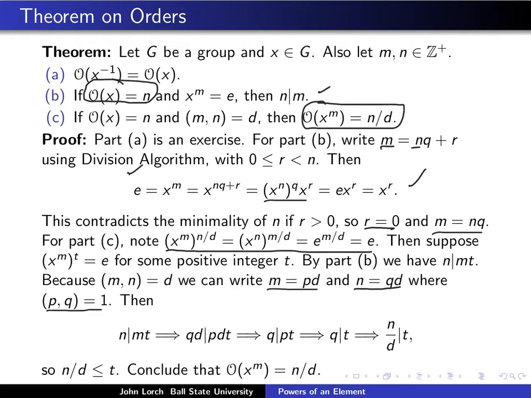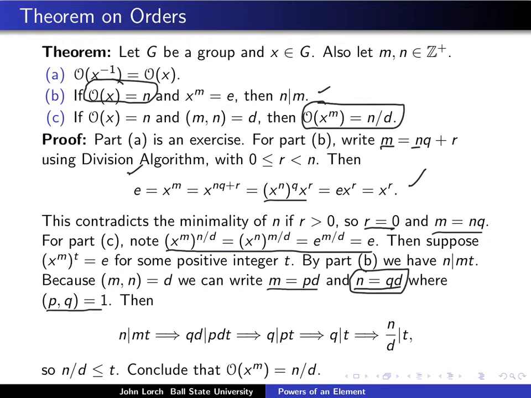But remember that q and p are relatively prime, and therefore we had a theorem earlier in this video that said that q must then divide t. But q, if you go back here, if you solve for q, you know that q is n over d. And so that means that n over d divides t.